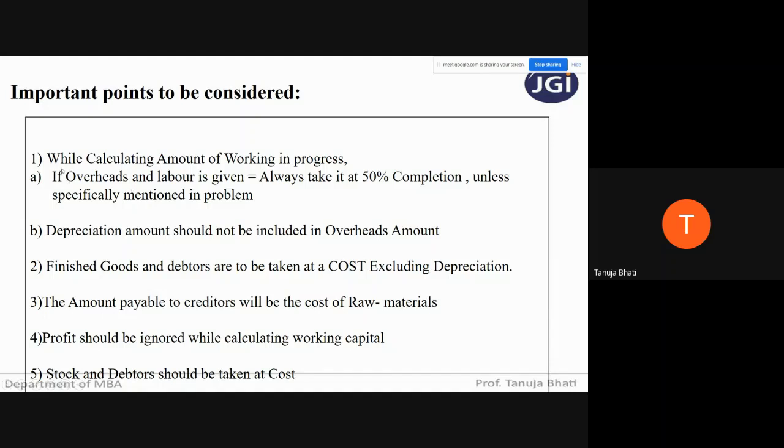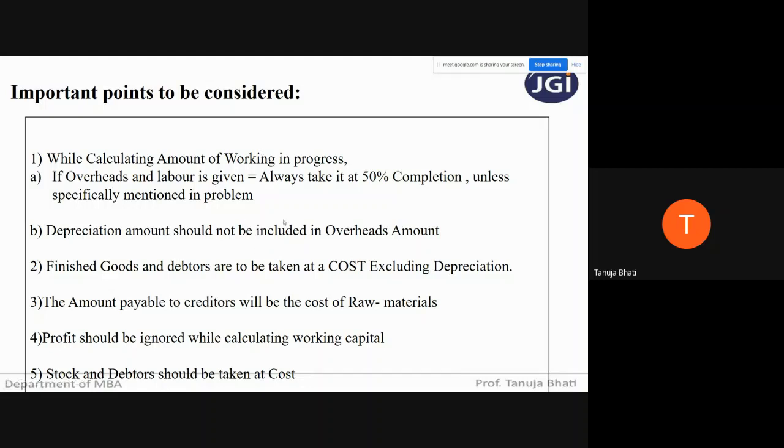Therefore, while calculating the amount of work in progress, if overheads and labor are given, always take it at 50% completion unless specifically mentioned in the problem. See, students, what is this point telling us? When you are calculating work in progress in any problem, whatever amount of overheads or labor is given, just take 50% of that. Because up to work in progress, only 50% has been completed. Then from work in progress to finished goods, the rest of the completion is going to take place. Therefore, whenever you solve a problem, take the indirect expenses and labor always at 50% completion. Finished goods is the last stage, and work in progress is where your goods are not yet converted into finished goods. So this is the first point that you have to keep in mind while solving the problem.